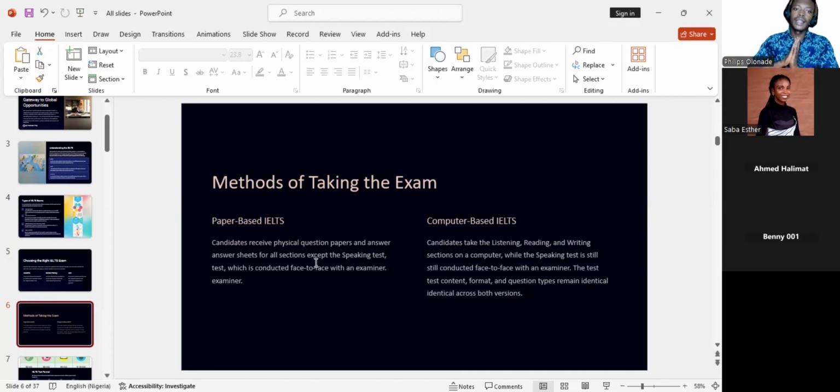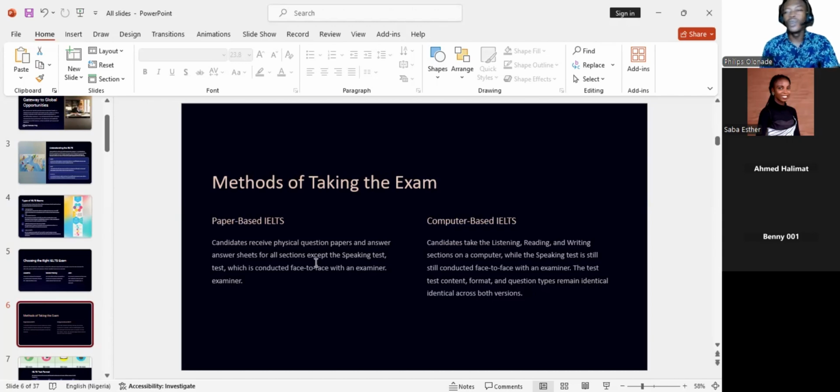Now, the paper-based IELTS just means you'll be using paper and pencil to take the test. And the computer-based test just means you'll be sitting in front of the computer to take your test. Now, people ask me which one is better. The truth is, none is better. Both are very good. It all boils down to where your strengths lie. If you think better when you're writing, then go for the paper-based IELTS. There are people like that, and I advise them to take the paper-based IELTS.